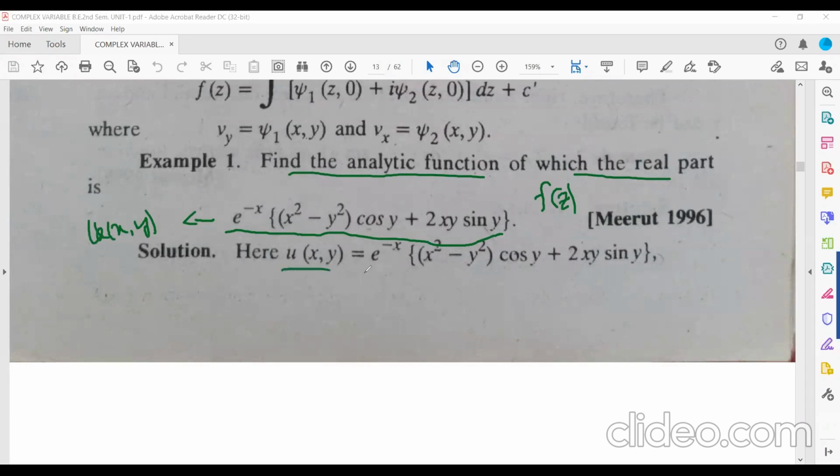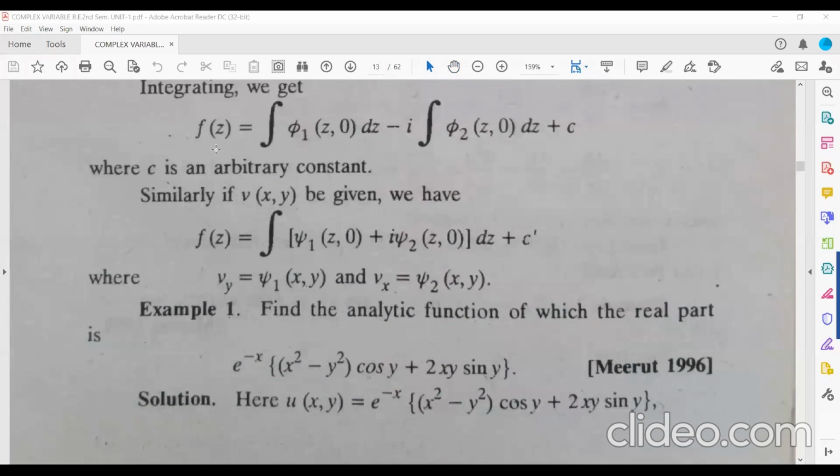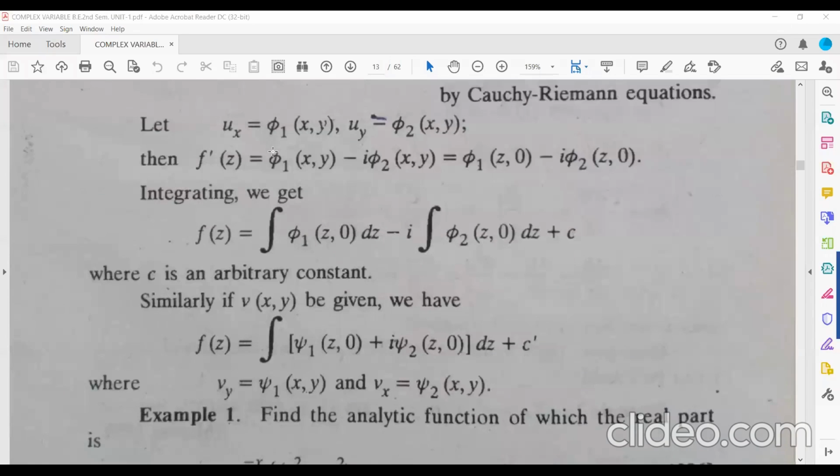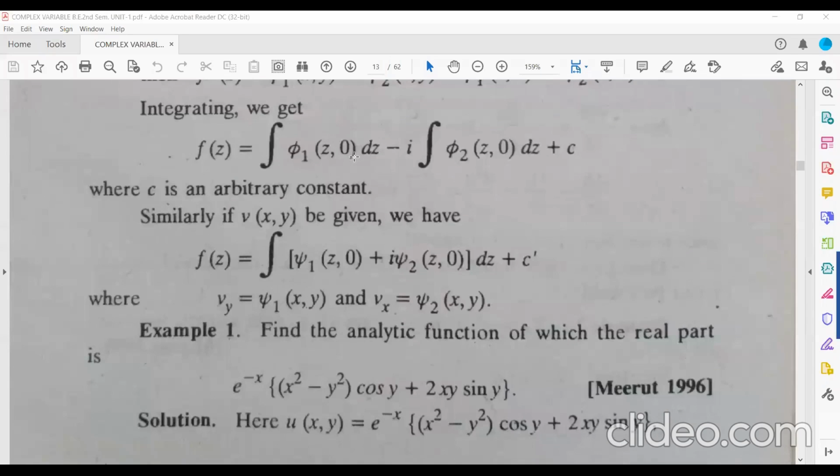So here U of xy is equal to this one. Just now I did the formula. If you see the formula, f z equal to integral of phi 1 z0 dz minus i phi 2 z0 dz. And what is phi 1 and what is phi 2? Phi 1 is your partial derivative of u with respect to x, and phi 2 is the partial derivative of u with respect to y. So we will find this one now.